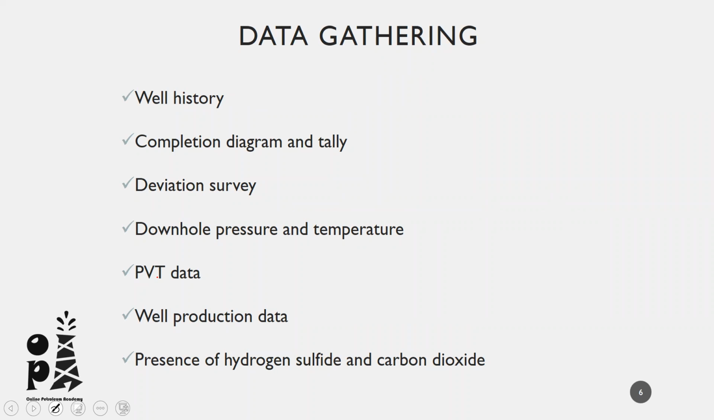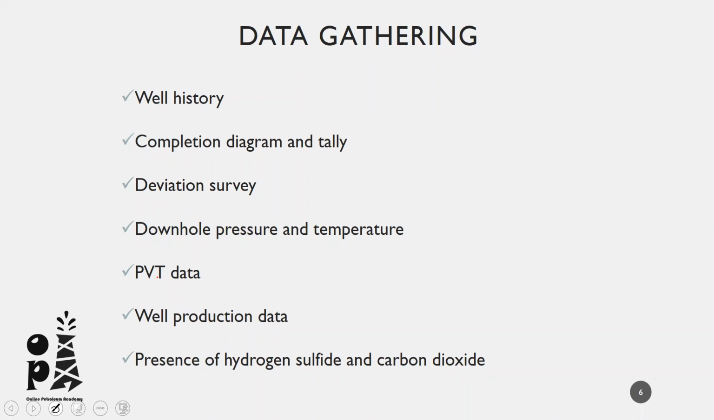The history, of course, is very important because if your well is susceptible to scale problems, for example, this will affect your choice of deployment method. Also, completion diagram and tally is really important because it affects the size of your tool string and the components also of your tool string to ease the deployment of the tools. Deviation survey is very critical because it is the most important factor that will affect the choice of your deployment method.